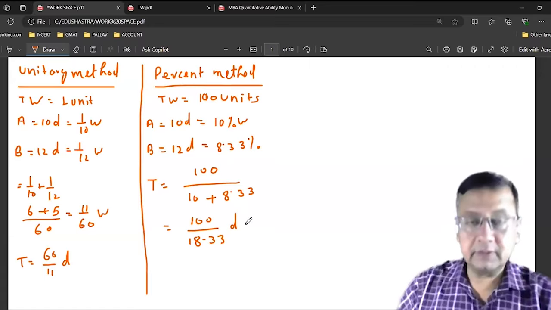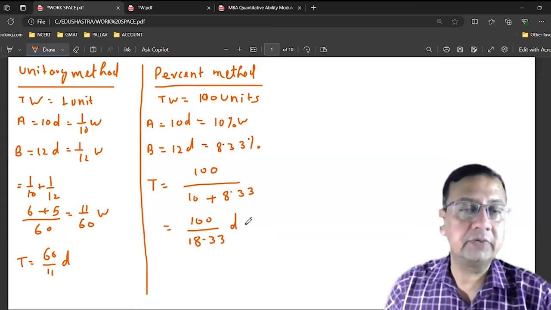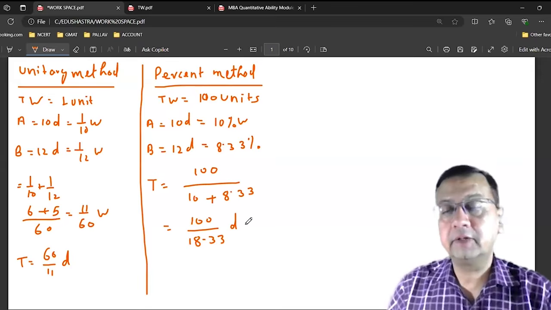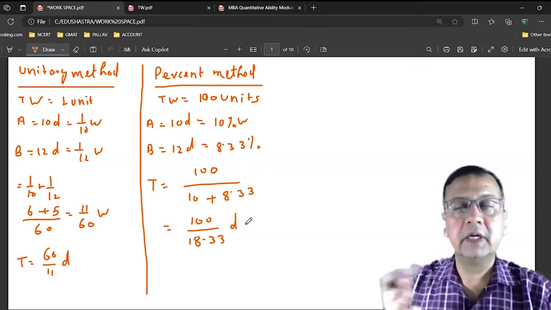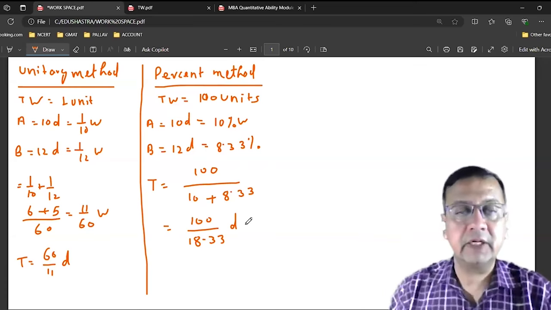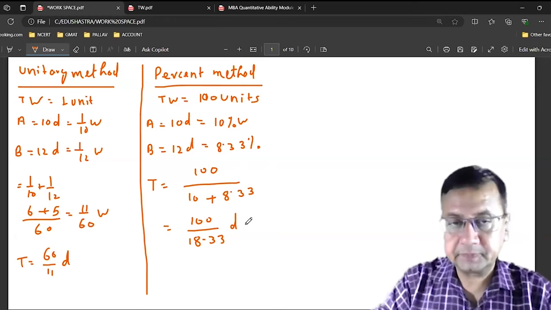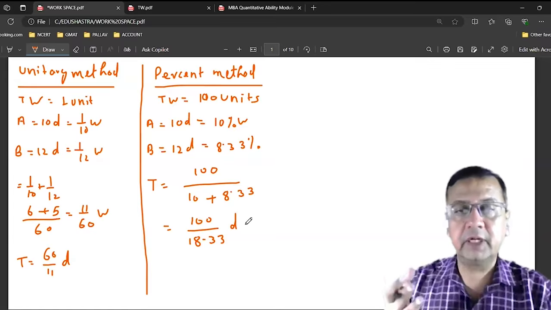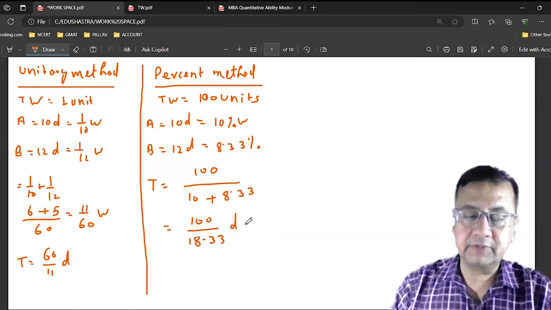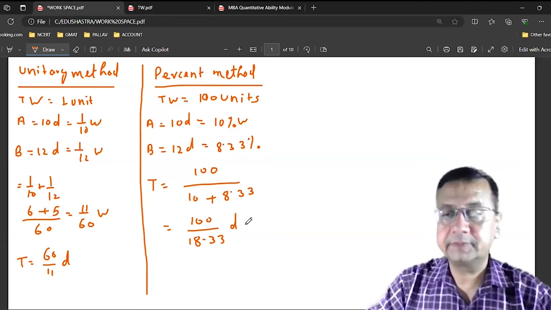But see, here the calculation is a little difficult because this fraction 1 by 12 is not a terminating fraction, right? You are doing the rounding of 8.33. Otherwise, this is non-terminating and going infinite. So if you are having something like 8 days, something like 4 days, where you can have a terminating percentage value, then this method is very good, right? Okay.